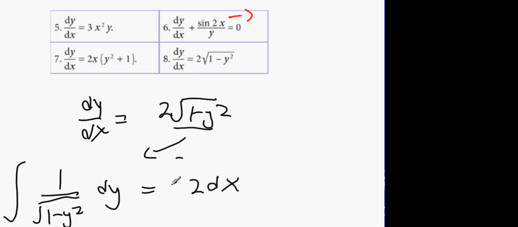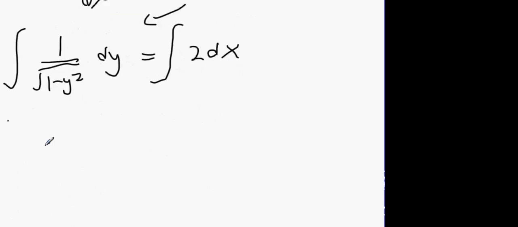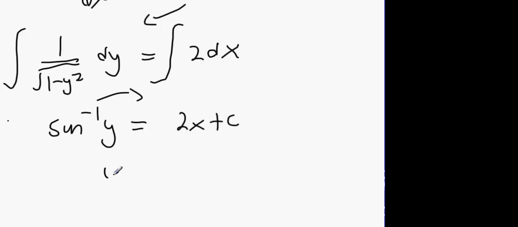Integrate both sides. This is going to be sine inverse y. Sine inverse y equals 2x plus c. Bring the sine inverse over to your side. y equals sine of 2x plus c.